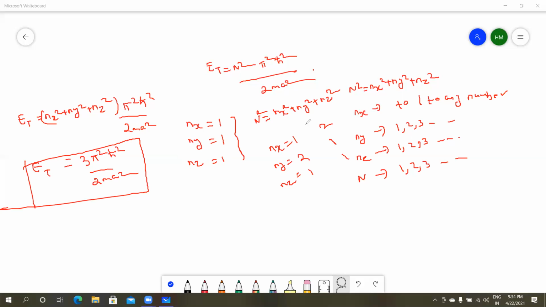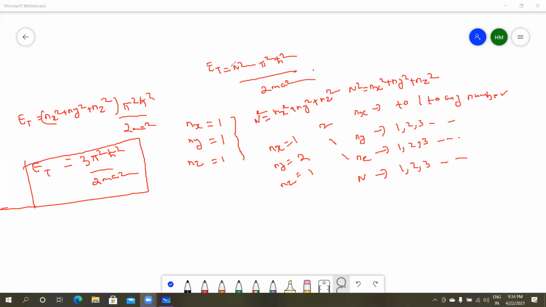Or if you take any other combination so that the total energy remains the same, this nx, ny and nz combination will give you the degeneracy, because all correspond to the same energy. Whatever values you take for nx, ny and nz, it does not matter, it will give you the same energy. That is called degeneracy. I think you have got some idea.